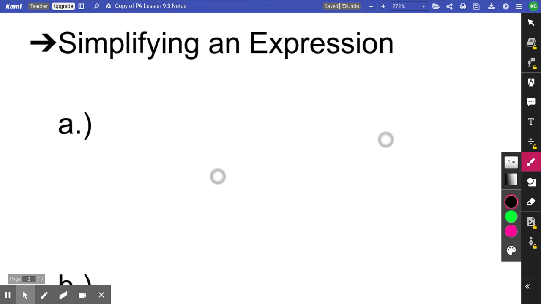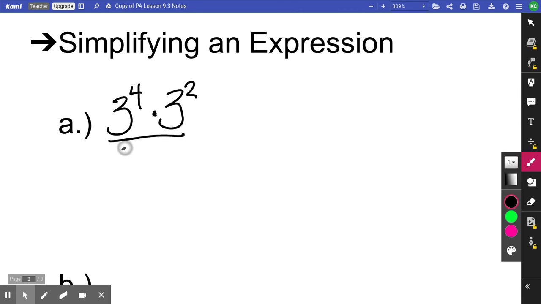Okay, now let's do simplifying an expression. Okay, so an expression means that I'm going to have different operations to do. Okay, we're going to solve each side of our fraction separately, and then we will be able to subtract. Okay, so I'm going to have 3 to the 4th times 3 to the 2nd over 3 to the 3rd. So here on my numerator, on the top of my fraction, I have a multiplication problem. I have 3 to the 4th times 3 to the 2nd. So I need to go ahead and solve that first.